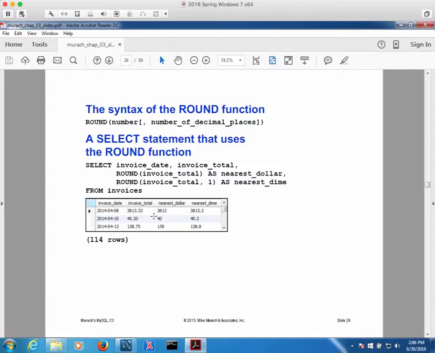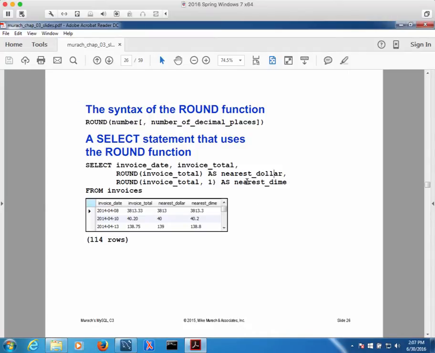Okay, so we can see nearest dollar, we've dropped all the cents. And then here we say invoice total, comma, there's another argument. One, we're saying one decimal place. And then we call that the nearest dime.